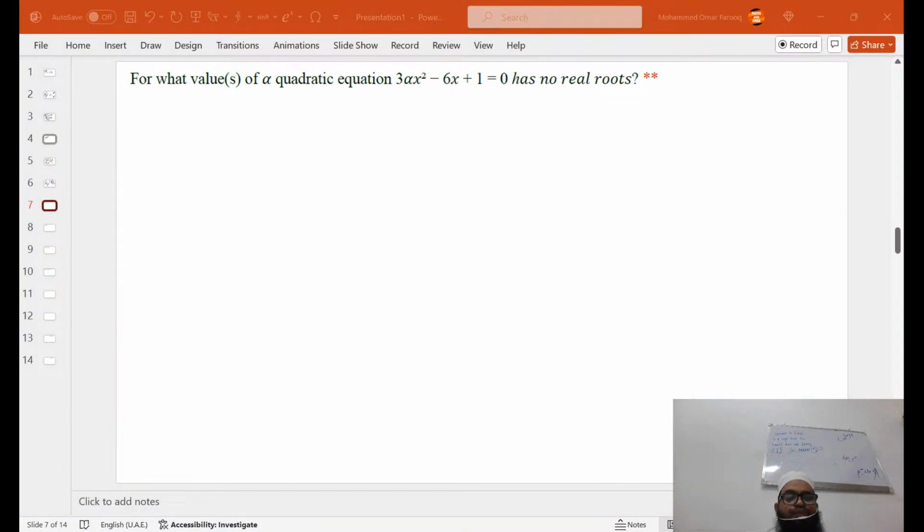Read the question. For what values of alpha does the quadratic equation 3 alpha x square minus 6x plus 1 is equal to 0 have no real roots?